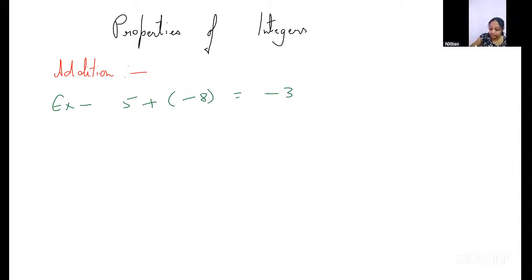Take a look at this one, another example: -6 plus -7.